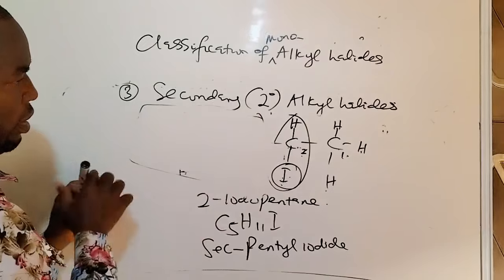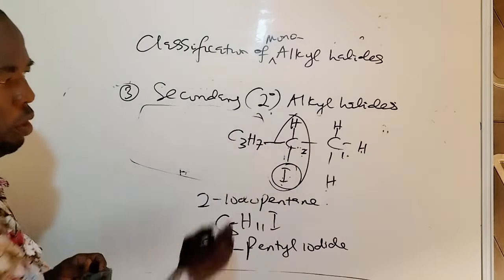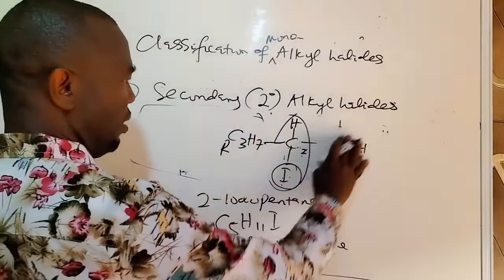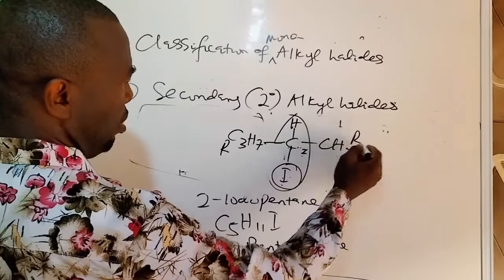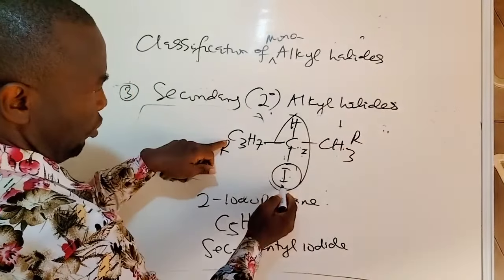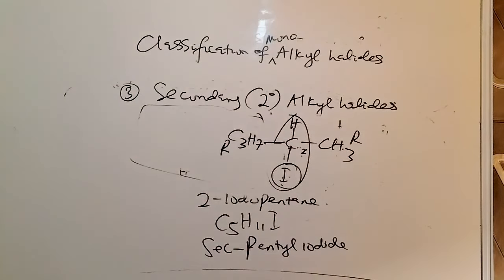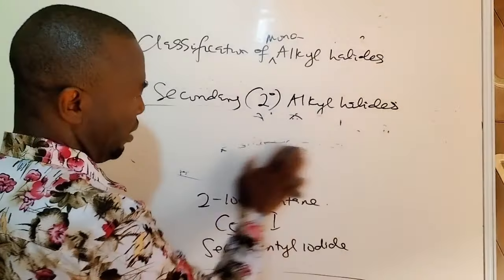And then write here C3H7, an alkyl group, an R group. On this side, I have CH3. So you now have 2 alkyl groups bonded to the carbon carrying the halogen. That means the secondary alkyl halide. So having done that, it is very easy for you to name. So you can easily name secondary alkyl halides.